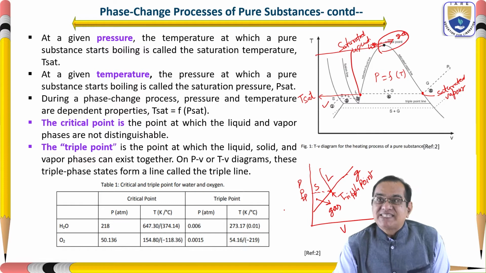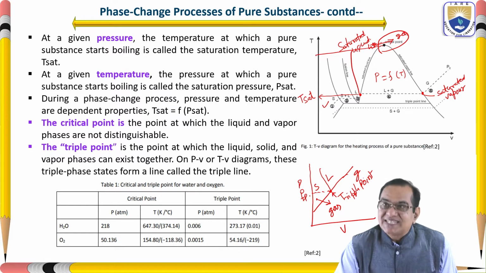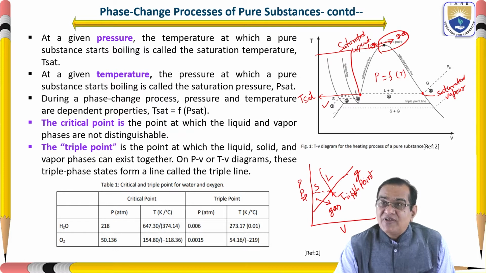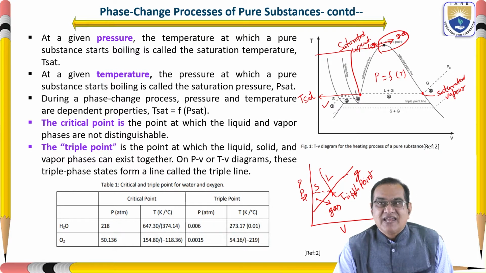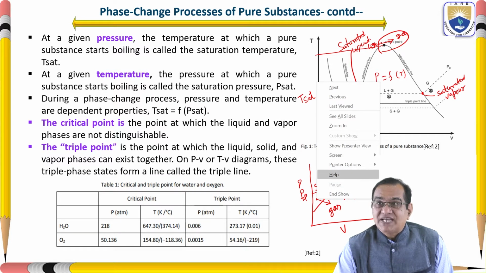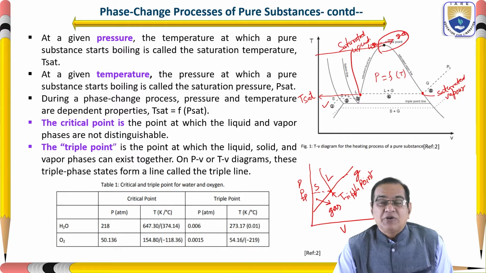So if the pressure is less than this, or the temperature is less than this, and we are giving heat at less than this pressure, the solid will become a gas. Like if I want to make ice and the pressure is less than this, the ice will not become water, it will directly become gas.